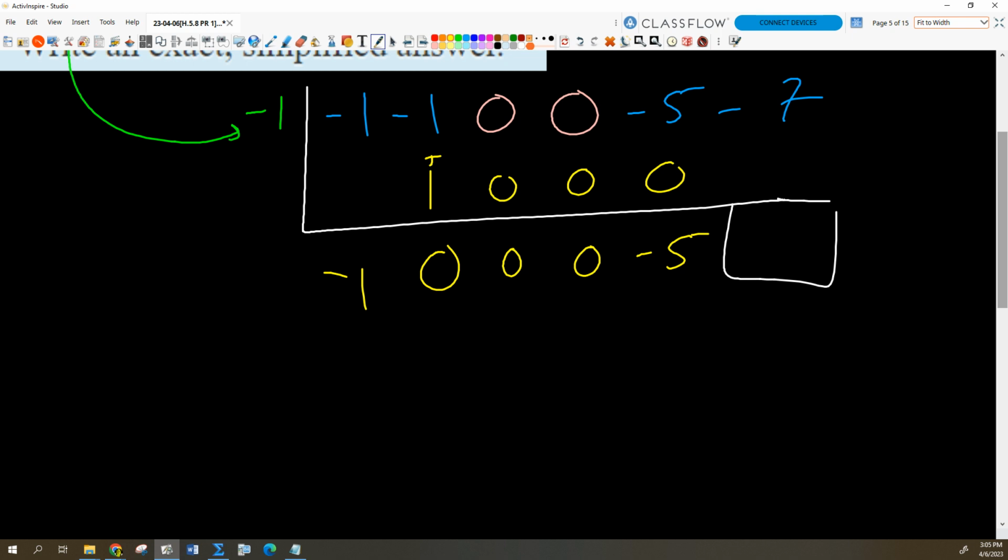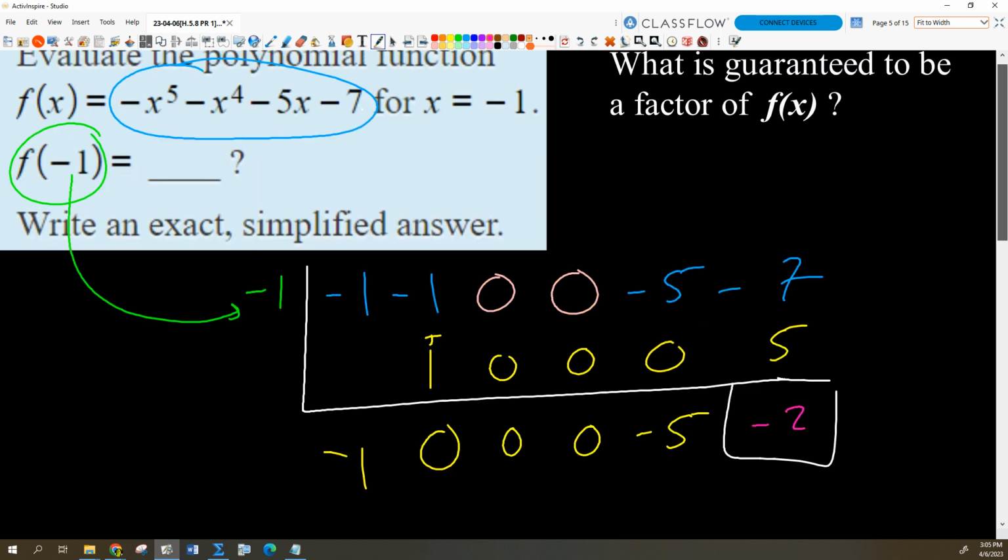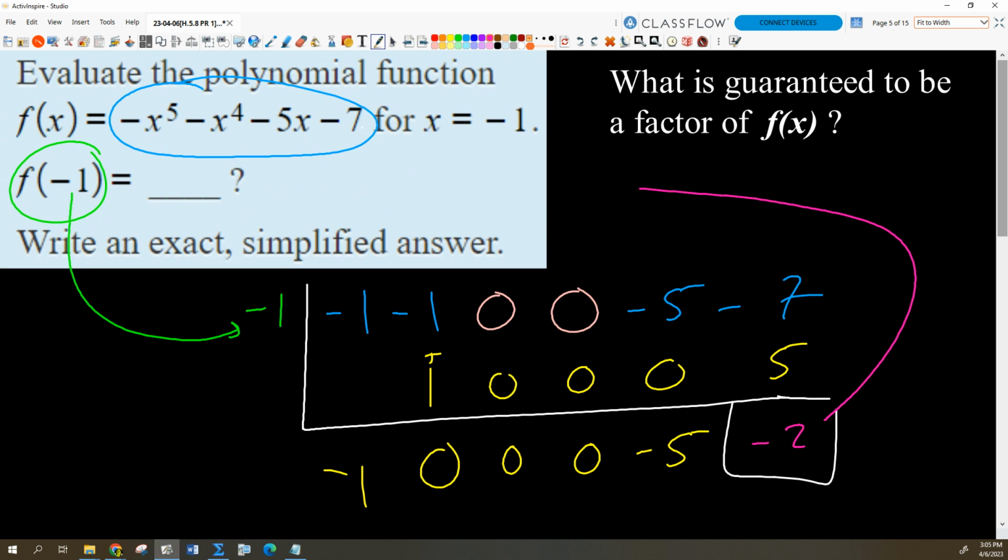What goes there? Ta-da. Okay. See how we're doing? See how we got this?